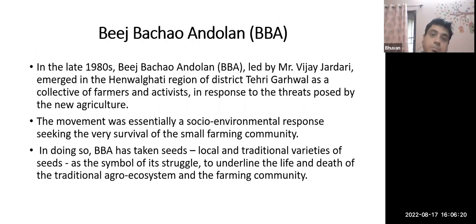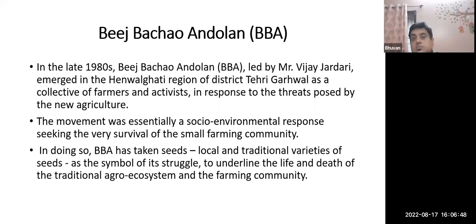Finally, we come to the Beej Bachao Andolan. This is one of the very important Andolans which started in Jardhari Gaon, located in Garhwal Himalayas in the late 1980s. Here, Vijay Jardhari played an important role in the conservation of the traditional varieties of the crop plants, mainly of cereals and beans, and also vegetables.